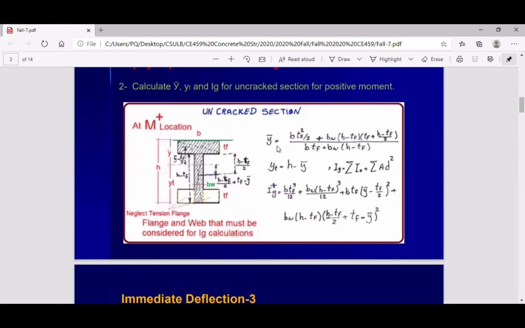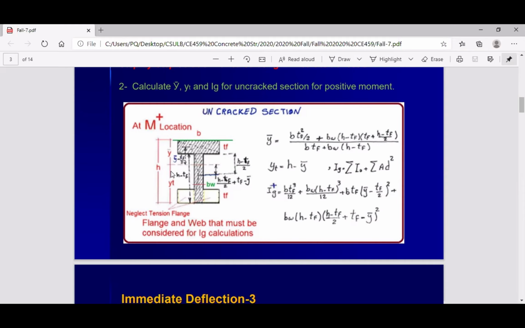Okay, so that's the Y bar. Go with the second part. The second part is the area of this part. The area of this is H minus TF, times BW. Then from the center of this to that part, the center is H minus TF divided by 2, because that's the center of this rectangle. H minus TF divided by 2 is from here to here, plus TF, so H minus TF divided by 2 plus TF. Then divided by the total area, B times TF plus H minus TF times BW. That's the Y bar.